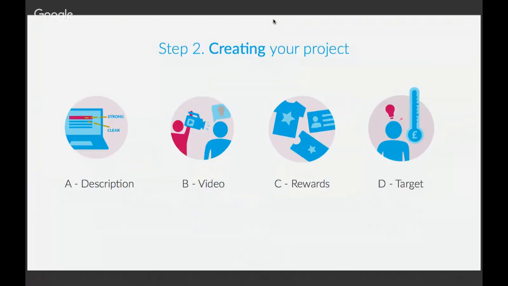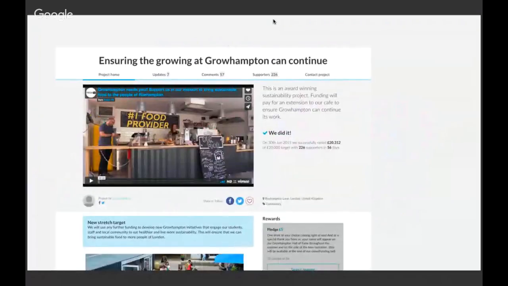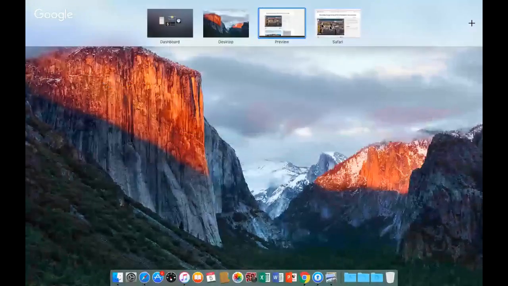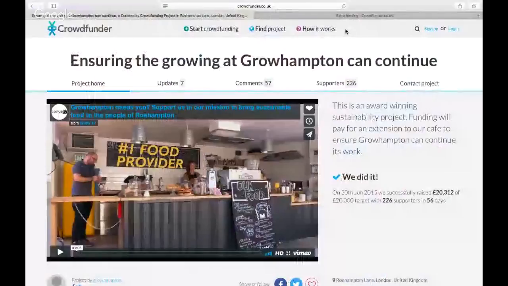So first of all, let's have a little look at what makes a great project page. This is one of my favourite projects actually from a couple of years ago now, one which I always use as an example of what makes a great project page. So let's have a little look at it in a little bit more detail.